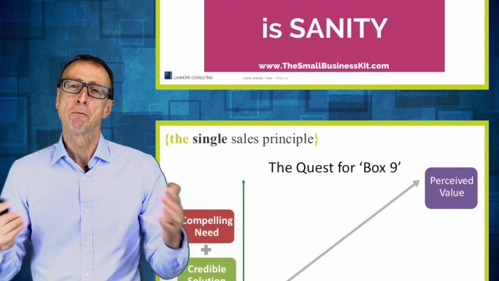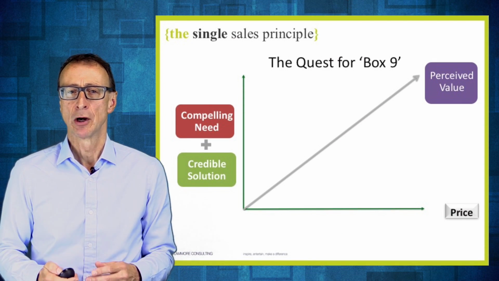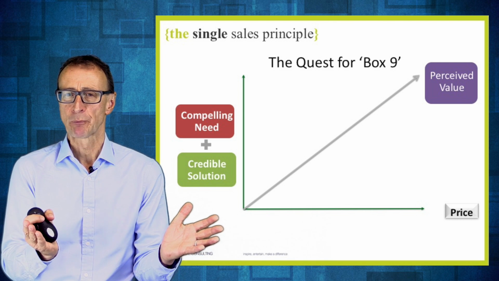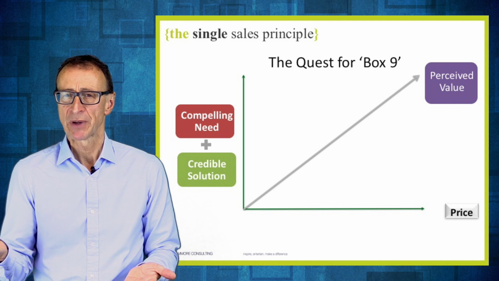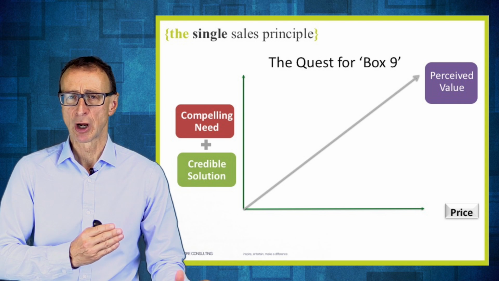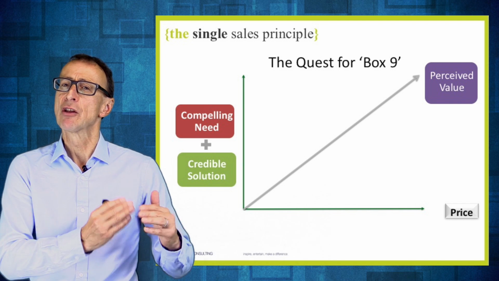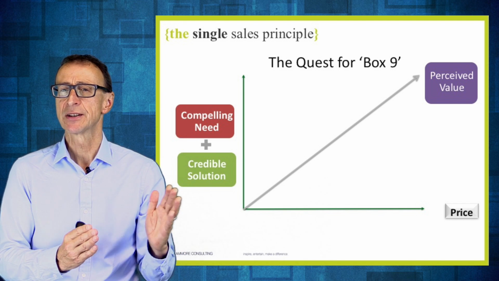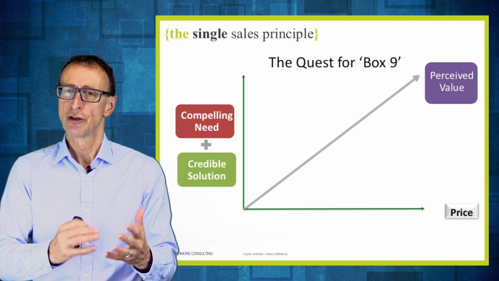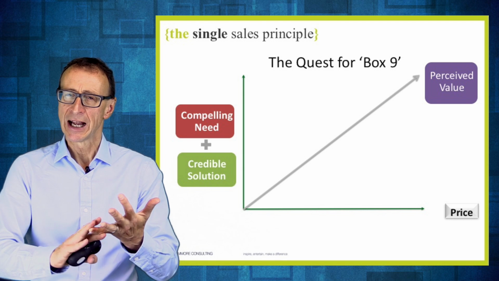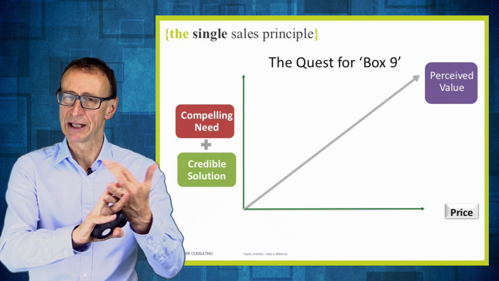So let's just remind ourselves as to what we mean by box 9. There are really two axes that we talk about. We talk about the price axis, which goes from low, medium to high. And then we talk about, if you like, the value axis, which is really talking about the solution match. What is your credible solution? And is this aligned with the customer's compelling needs?